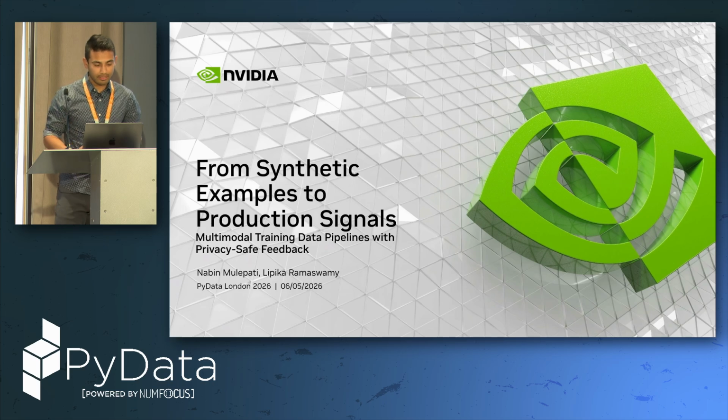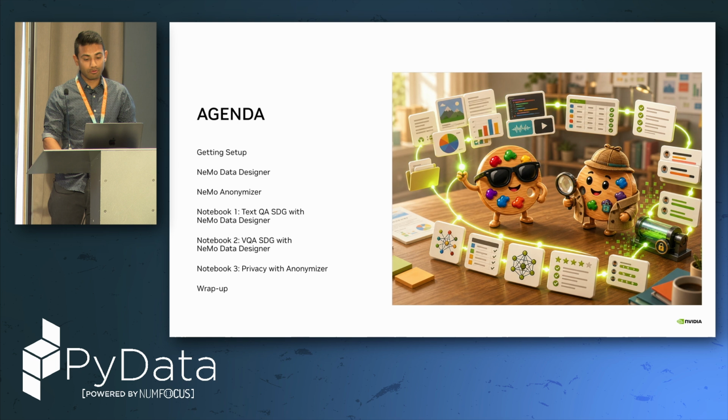The title is From Synthetic Examples to Production Signals, Multimodal Data, Training Data Pipelines with Privacy-Safe Feedback. What does that mean? At the end of the day, we want to build good synthetic data, visual question-answer pairs, to help train a visual language model to reason about what's in a document. How do we answer questions about documents that have rich content like dense text, tables, and charts? Then we want to fine-tune our own model based on that data to get better at answering questions of that document type. And once it's fine-tuned, we want to put it in production.